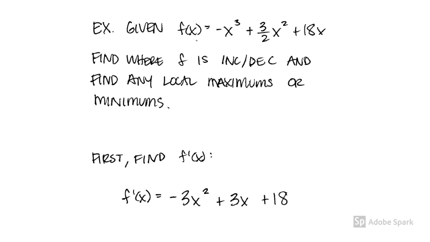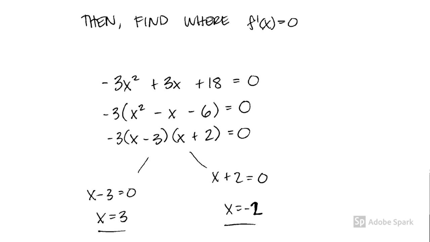Let's do one more example together. Given f of x equals negative x cubed plus 3 halves x squared plus 18x, find where f is increasing and decreasing, and find any local maximums or minimums. So first let's find the derivative. F prime of x equals negative 3x squared plus 3x plus 18. So we want to first see where the derivative is 0. So set the derivative equal to 0 and solve. This one I was able to factor and get x equals 3 and x equals negative 2.